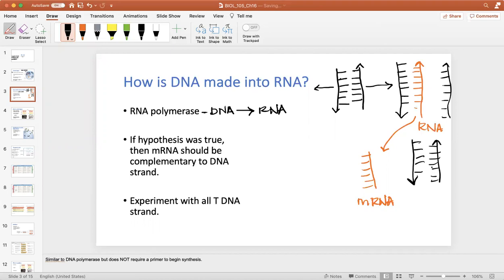So what researchers at the time knew was that they could find RNA in the nucleus. They knew that they could also find RNA out in the cytosol. And they knew that there was an enzyme that was capable of copying DNA into RNA through a process known as transcription.